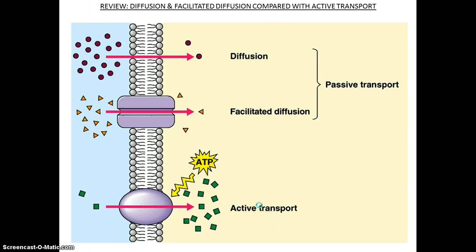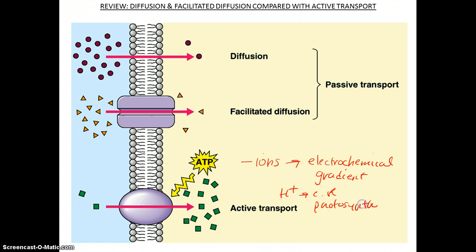Okay. So what kind of things are transported by active transport? That's usually ions to establish that electrochemical gradient that you need, especially like in your nervous system. Another big ion is hydrogen ions, and we'll see that in cellular respiration and photosynthesis. And another big example is the sodium potassium pump.